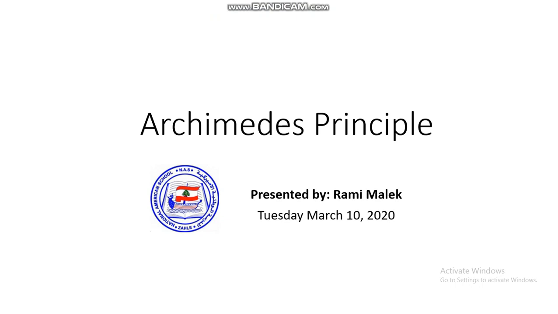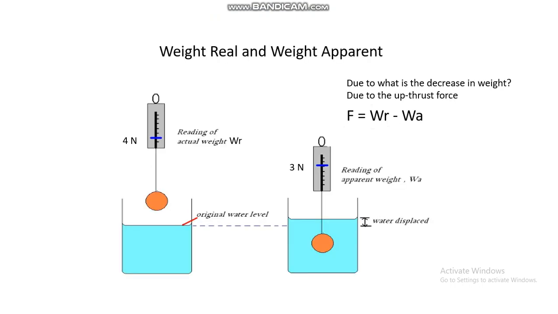In this video, we will continue solving the worksheet that I distributed for you guys before we went off. So, before we start solving, let me remind you about our lesson, Archimedes principle. As we already agreed, we have two weights. The weight of the body when it's in air is called the real weight, and the weight of the body when it's completely immersed in liquid is called the apparent weight.